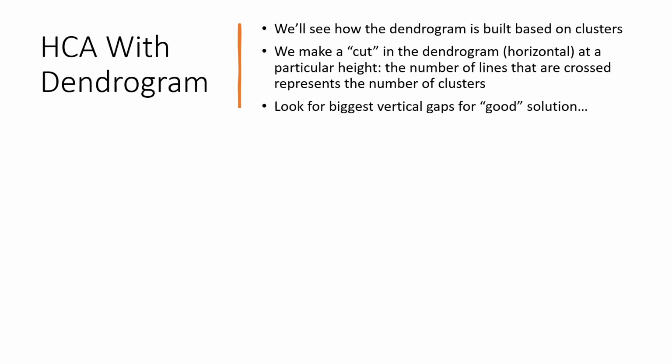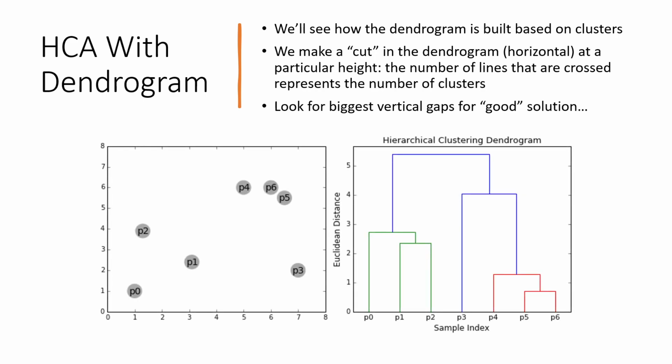And these big vertical gaps provide a good quote-unquote solution in terms of the number of clusters. So all of this sounds a little theoretical. Let's look at how this dendrogram is built side by side with that hierarchical cluster graph that we just looked at. So on the left is the graph we just looked at. On the right is the dendrogram.